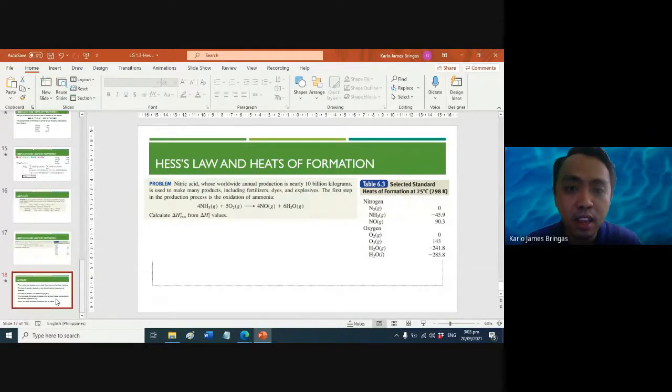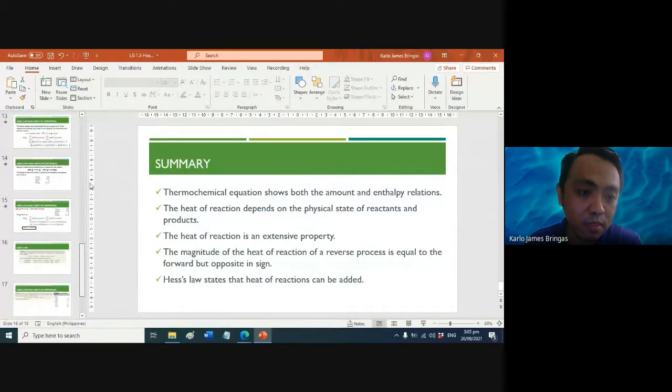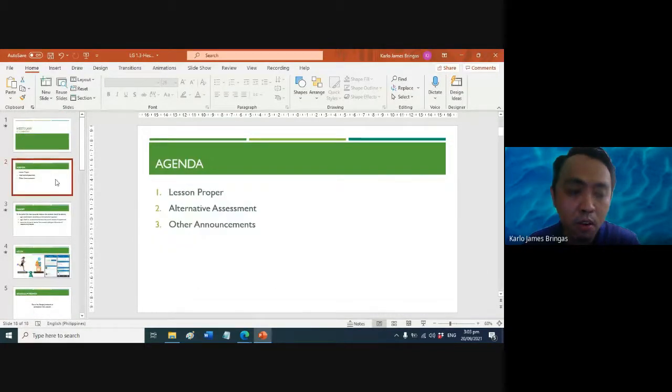So in summary, we have the following. So our heat of reaction depends on the physical state of the reactants and products. The heat of reaction is an extensive property. The magnitude of the heat of reaction of a reverse process is equal to the forward but opposite in sign, and Hess's law states that the heat of the reactions can be added. So that takes care of our lesson proper.